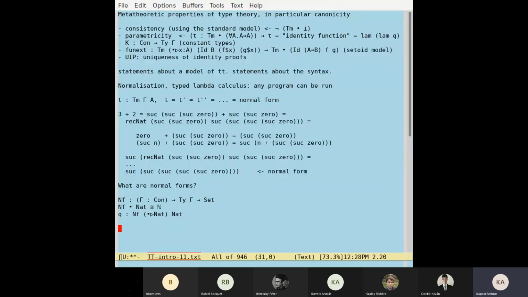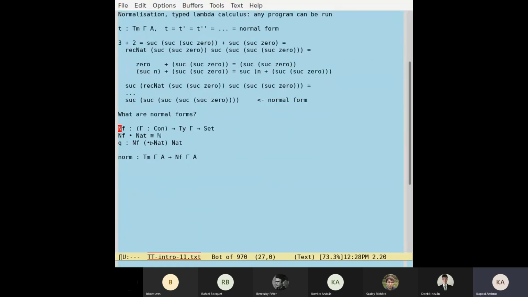Okay, and normalization is now given by a function. Let's call it norm, which takes a Tm gamma A and gives you a normal form. We haven't specified what this NF is yet, but we saw some examples of how this NF would behave, and what normalization should do is go from terms to these normal forms.